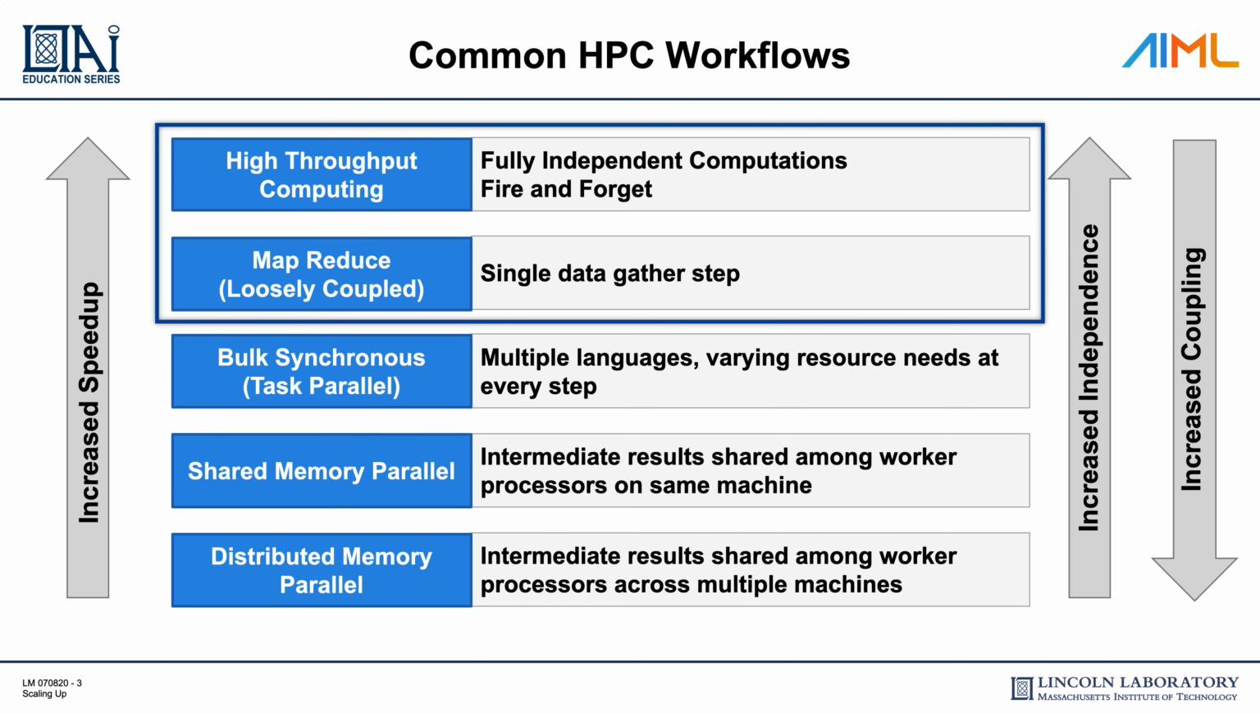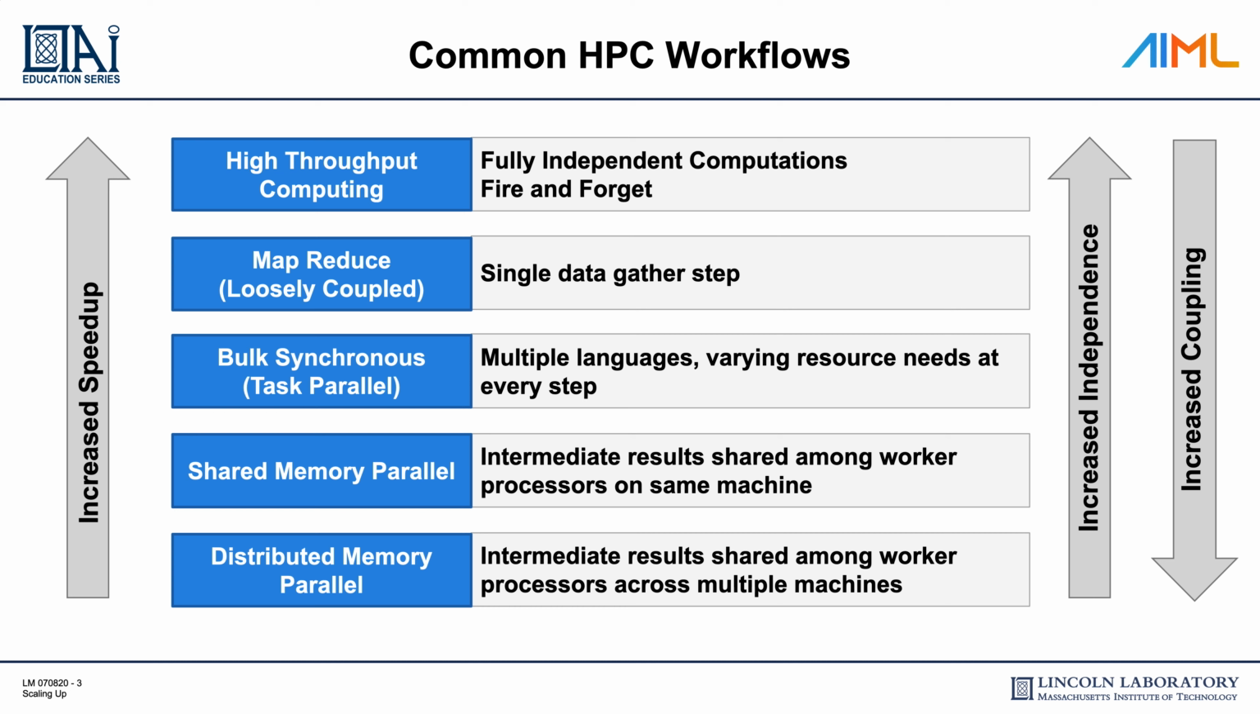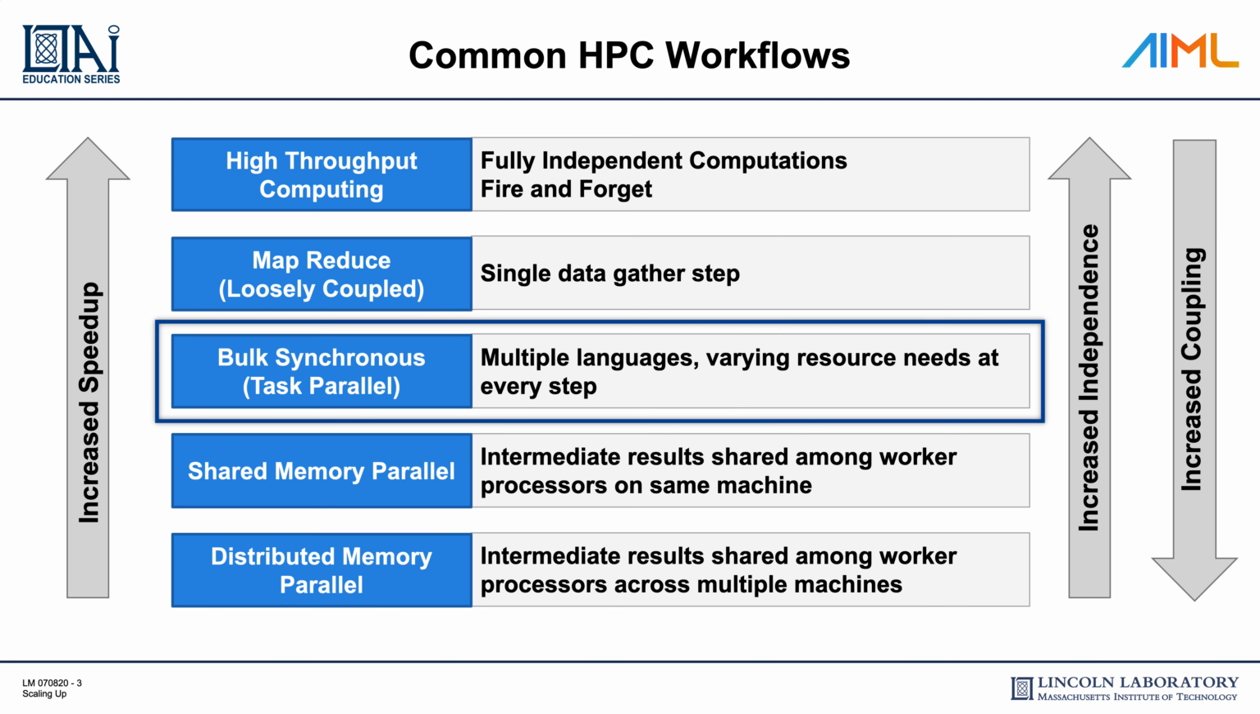The first two workflows are called data parallel. You are running the same operation or task on a number of different inputs or data. The next workflow refers to task parallel applications. In this case, we are potentially running discrete tasks simultaneously, sometimes in multiple languages, with varying resource needs at each step. These applications tend to be fairly complicated and often require more work to get running.